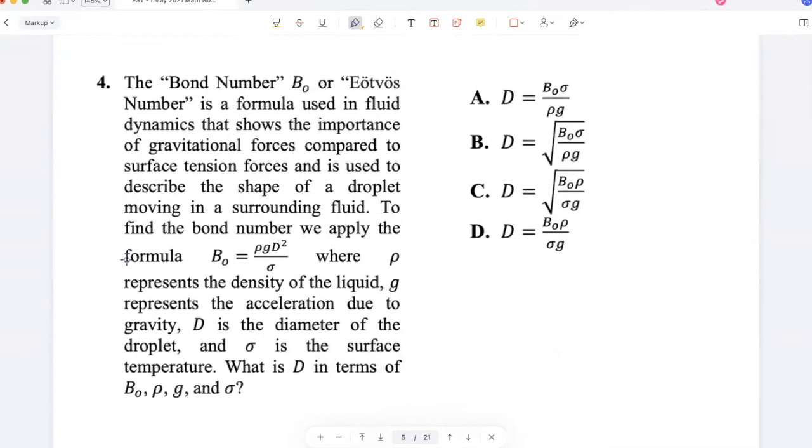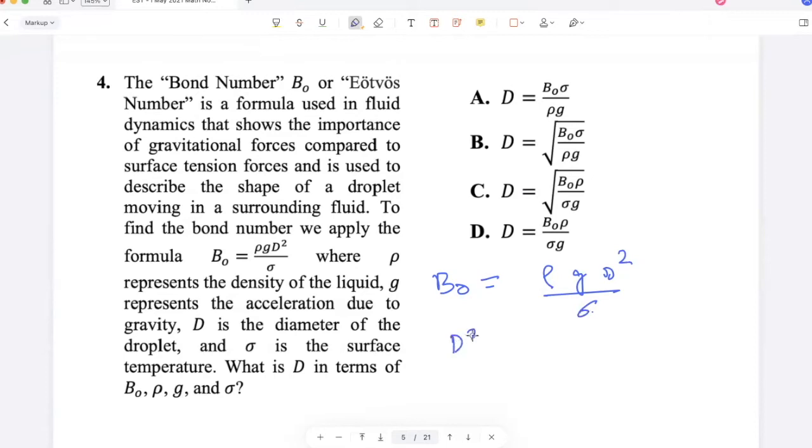Question 4, the Bond number Bo, or Eötvös number, is a formula used in fluid dynamics that shows the importance of gravitational forces compared to surface tension forces. To find the Bond number, we apply this formula. What is D in terms of? Okay, so Bo is rho g D squared over sigma.